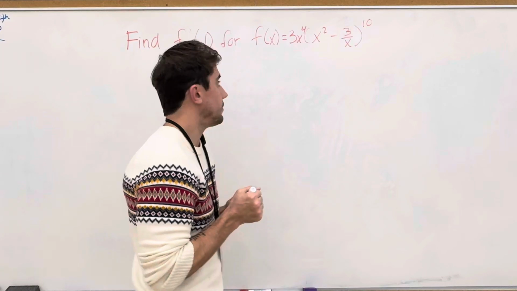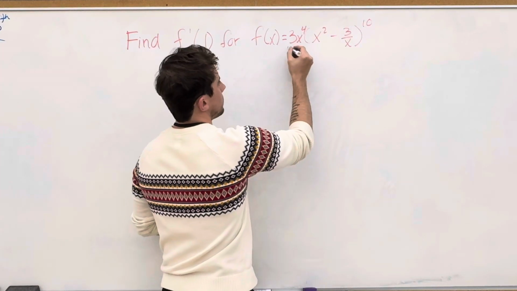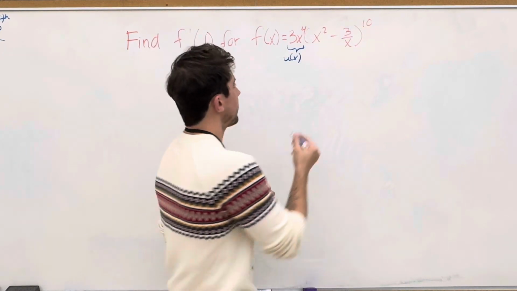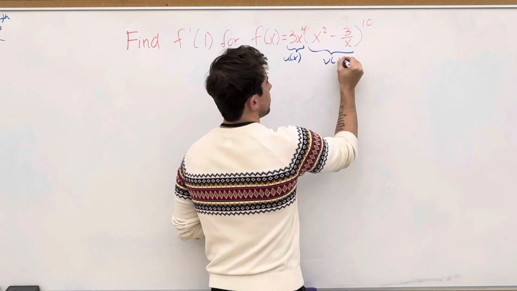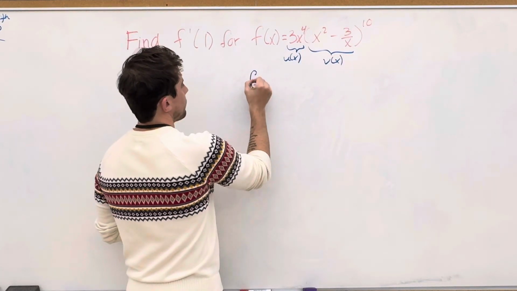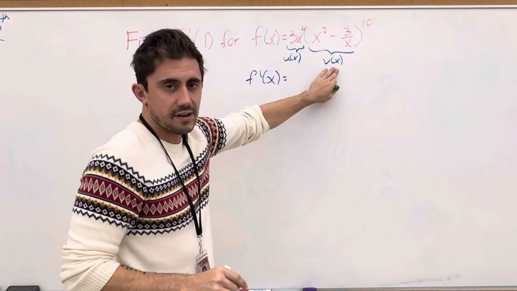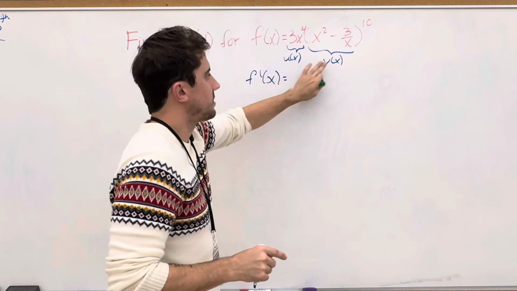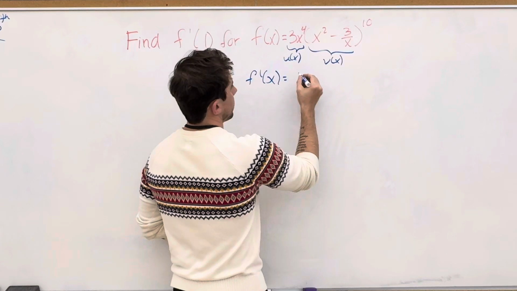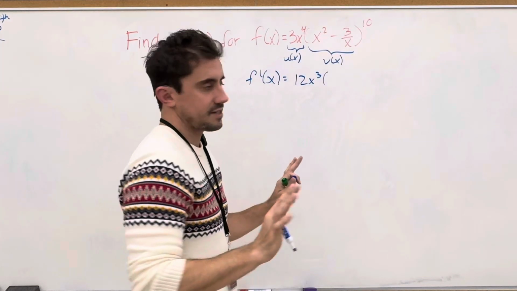Okay, so let's start by applying the product rule to, let's call this first part u of x, if you're familiar with the notation of u of x and v of x in the way that my students are. The product rule says that f prime of x is the derivative of u of x times v of x plus u of x times the derivative of v of x. And so we're going to start by differentiating u of x. That'll be 12x cubed.